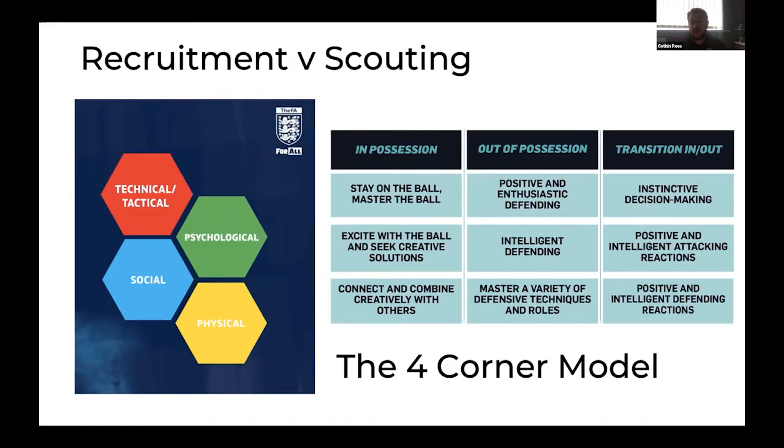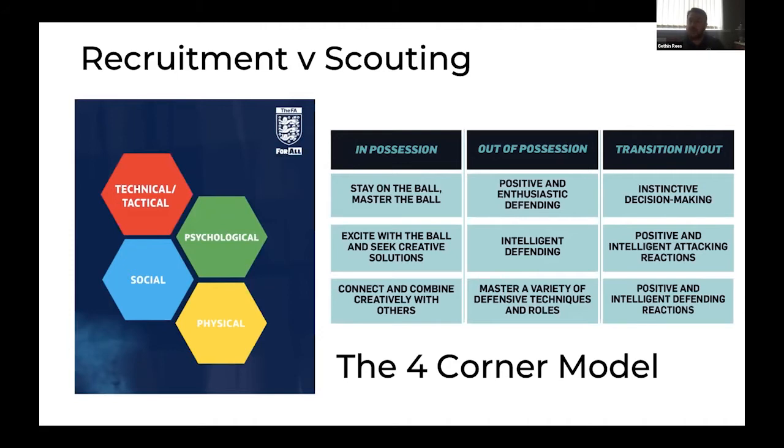And the FA have done a pretty good job, actually. They break down the four-corner model, where they're looking at the technical and tactical, social, physical, and psychological. And then they break it down a little bit further if you go into the research of what you're looking at in possession, out of possession, for example. So they're all great basic points to look for.